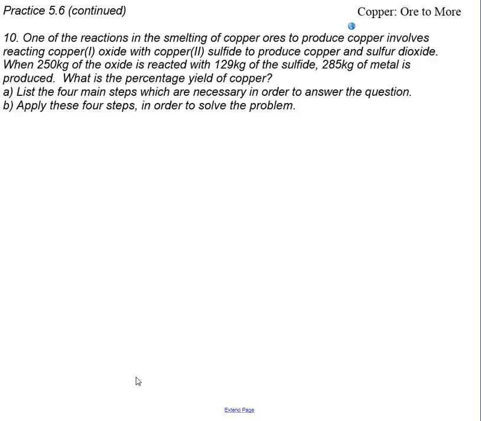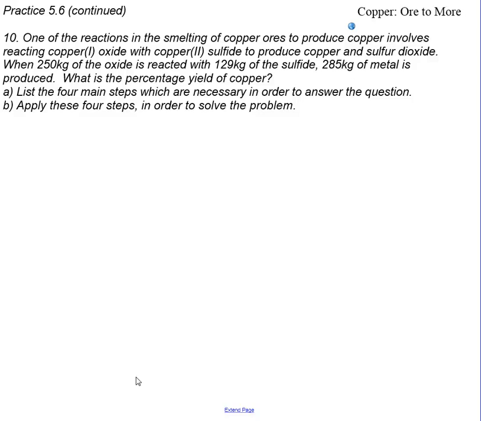I'll show this video clip in class called Copper Ore to More. It's interesting. It shows how pure copper is produced from its ore. In this video, I just want to show the steps. Once we've got those steps, you can carry them out and then compare your answers to what's found in the textbook just to confirm that you're on the right track.